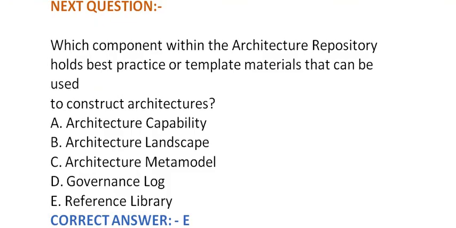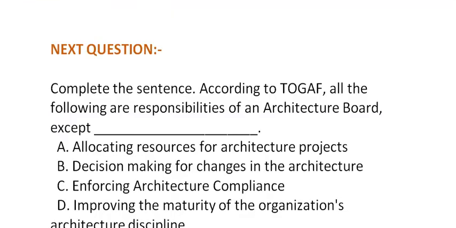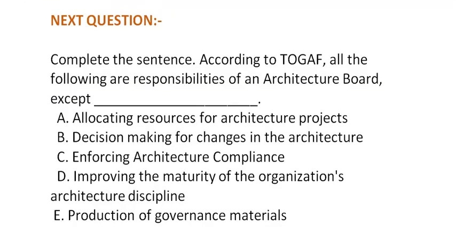Option D, governance log. And option E, reference library. And the correct answer is option E. Now moving to the next question. Complete the sentence. According to TOGAF, all the following are responsibilities of an architecture board except. Option A, allocating resources for architecture projects.